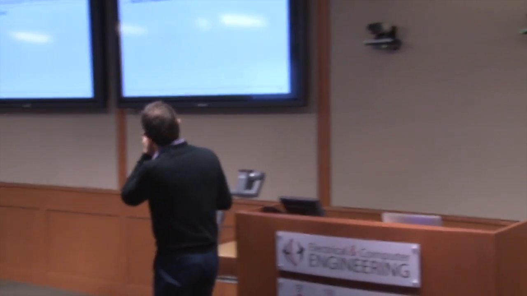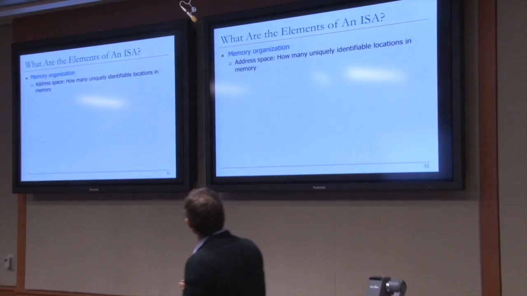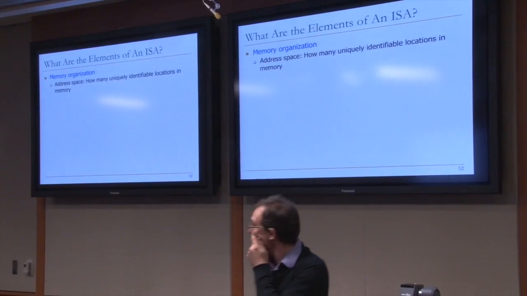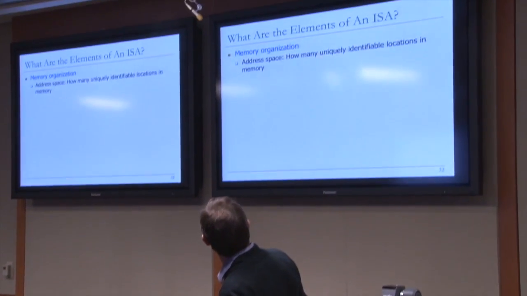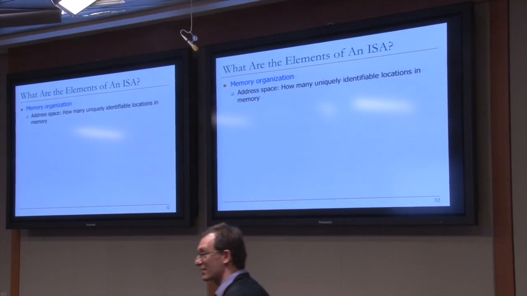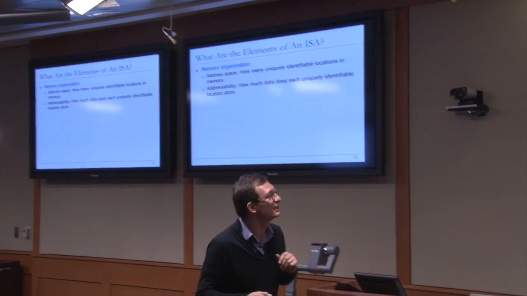Okay, what other elements of ISA are there? Memory organization is also specified by the ISA. There are many things related to it, and we'll talk about that, especially later in this course. Address space, for example, determines how many uniquely identifiable locations there are in memory. That's part of the ISA. The programmer needs to know this.